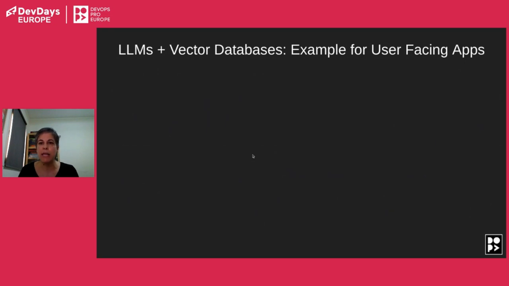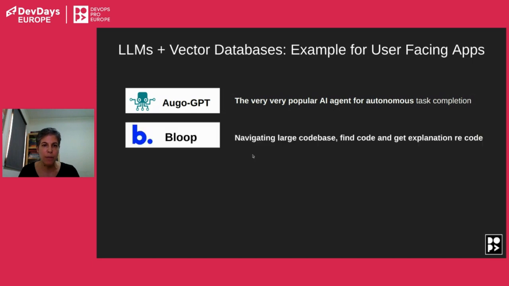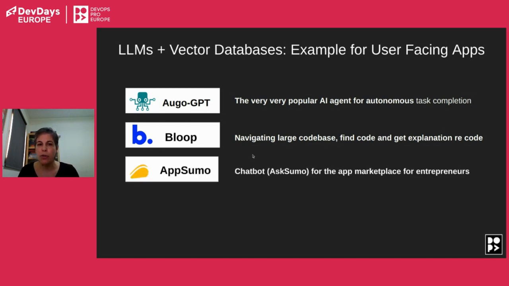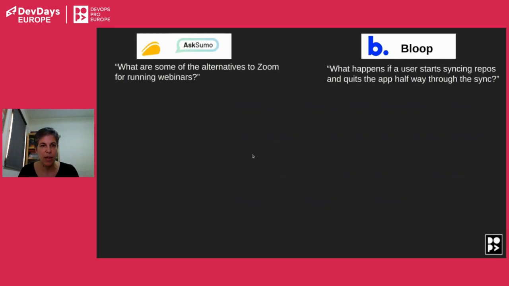LLM plus vector database, examples for user-facing apps. Even though it's early days, there are already cool things out there. So AutoGPT, which is a very popular AI agent for autonomous task completion. I think it has over 100,000 stars already on GitHub. Bloop, which is maybe the earliest, for navigating large code bases, so it helps with reading code, finding code, and getting explanations, recorded all in natural language. AppSumo created a chatbot called AskSumo for the app marketplace for entrepreneurs. And Ask Seneca, which is a cool project, a conversation with Seneca, the ancient Roman philosopher. Okay, so let's see how they perform. The best way is just trying it out.